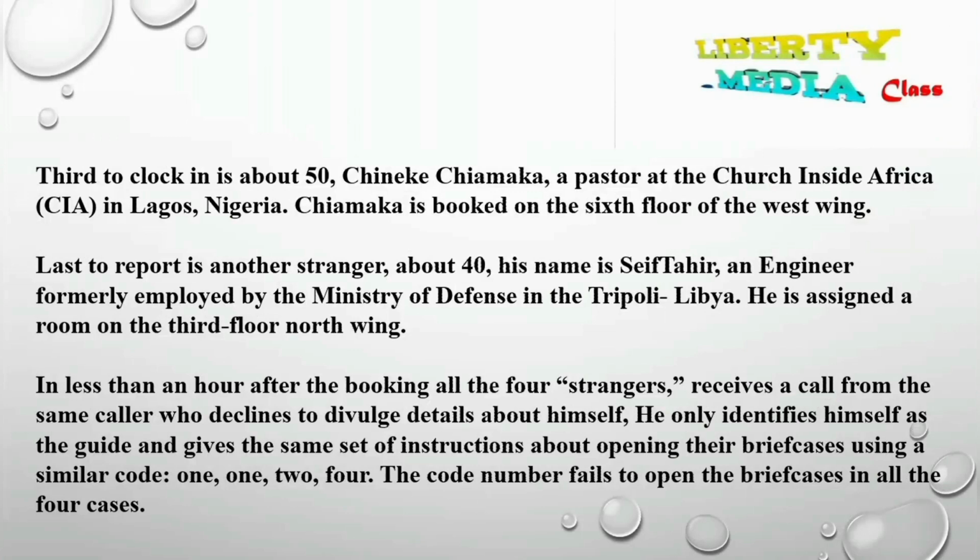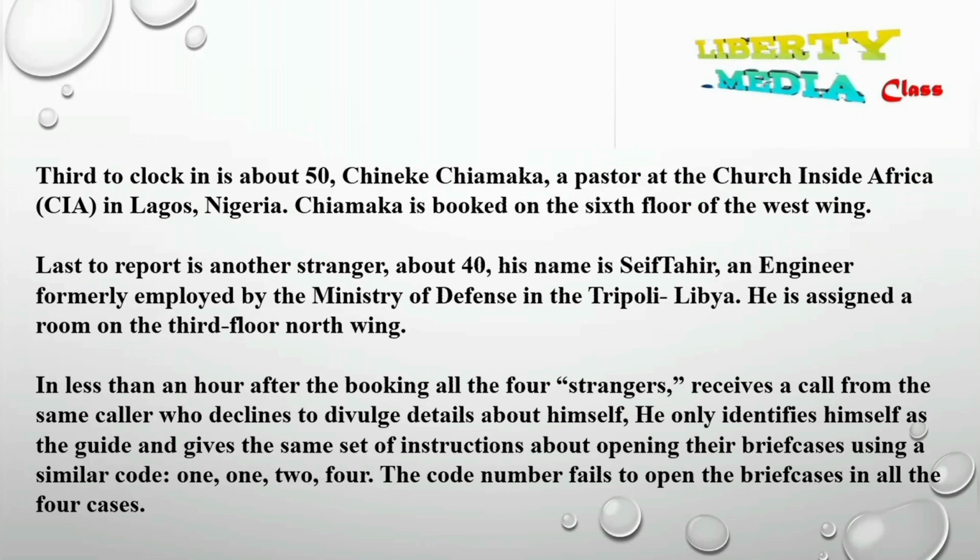The third to clock in is about 50, Chineke Chiamaka, a pastor at the church Inside Africa, CIA, in Lagos, Nigeria. Chiamaka is booked on the 6th floor of the West Wing. Last to report is another stranger, about 40. All of these are strangers. His name is Saif Tahir, an engineer formerly employed by the Ministry of Defense in Tripoli, Libya. He is assigned a room on the 3rd floor, North Wing.